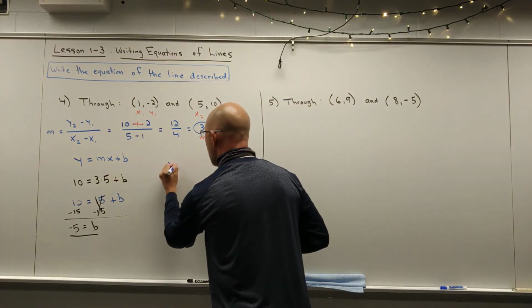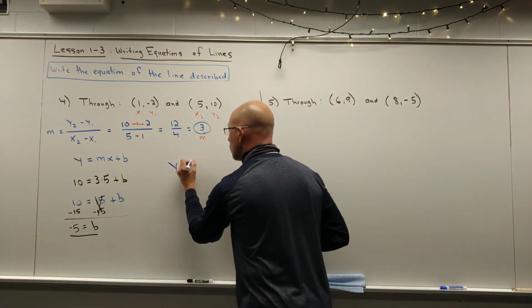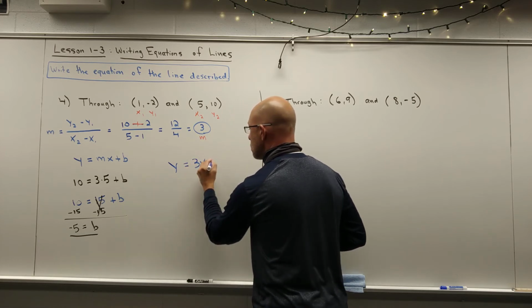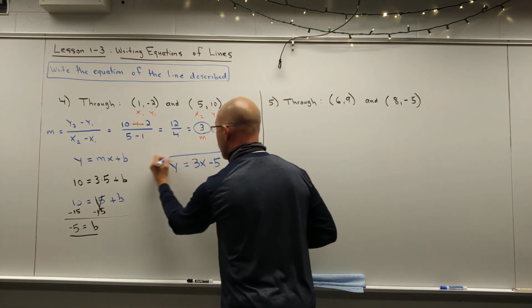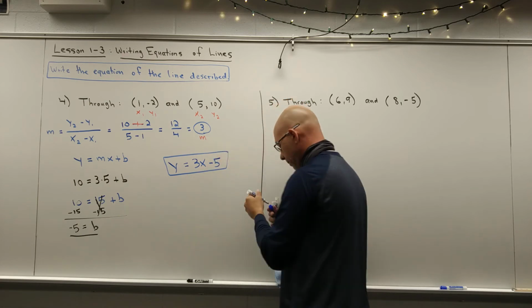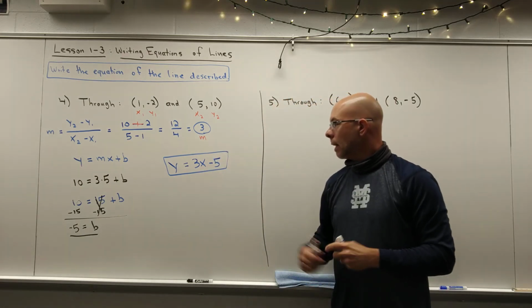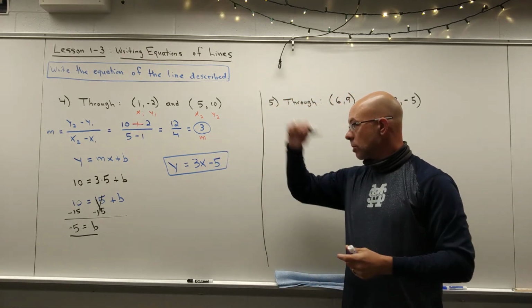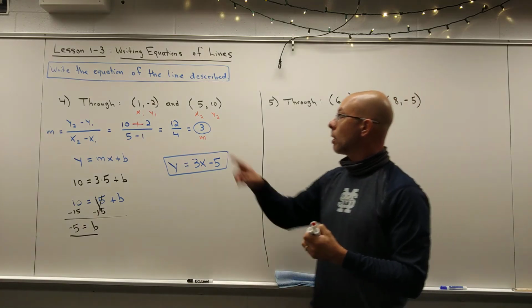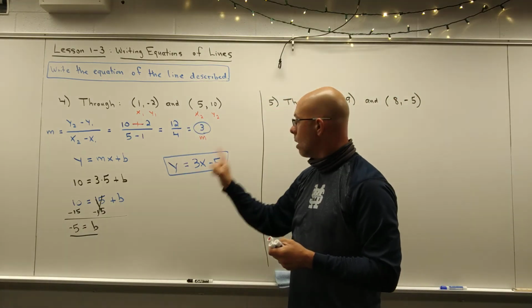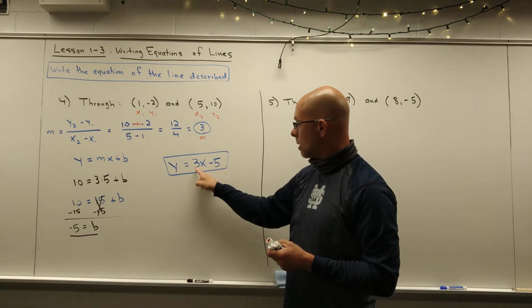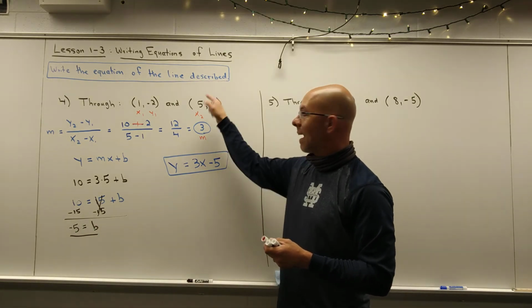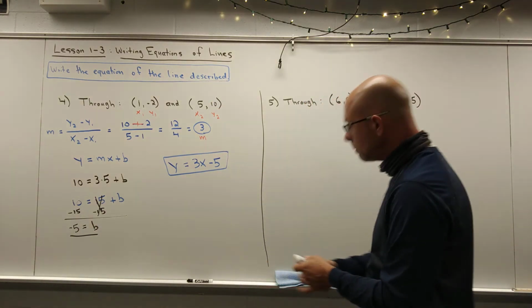So y equals m, 3, x plus b, I'll say -5. And that's the end of that. There's the equation of that line. If you plot these 2 points and connect a line, or go to this y-intercept and rise 3, run 1, you are on the same line, identical.